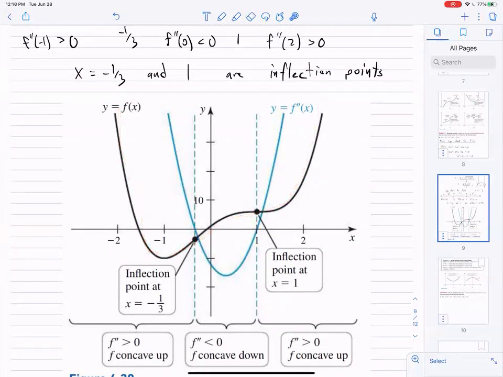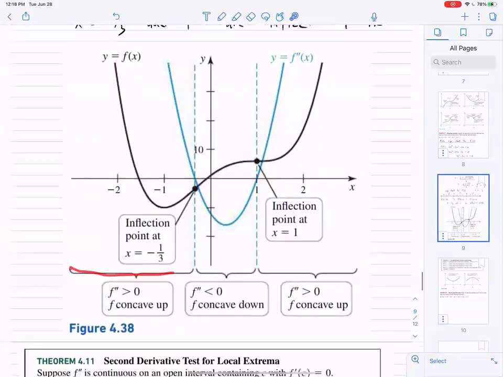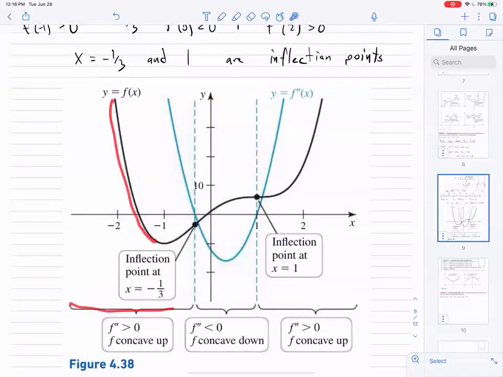X equals negative 1/3 is an inflection point because it switches from concave up to concave down, and then it switches from concave down to concave up. X equals negative 1 is an absolute min, which we found. And then 1, remember, is neither because it did not change sign.